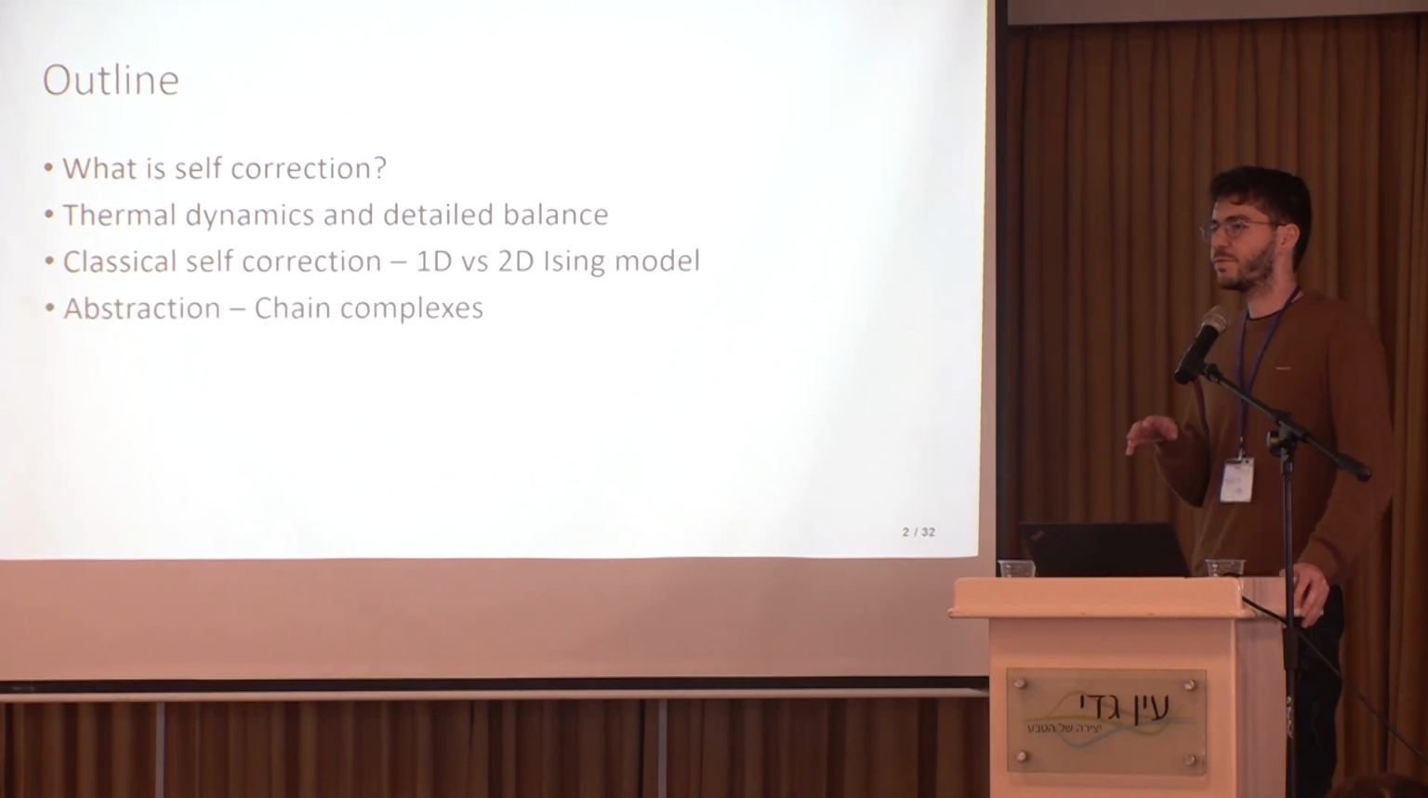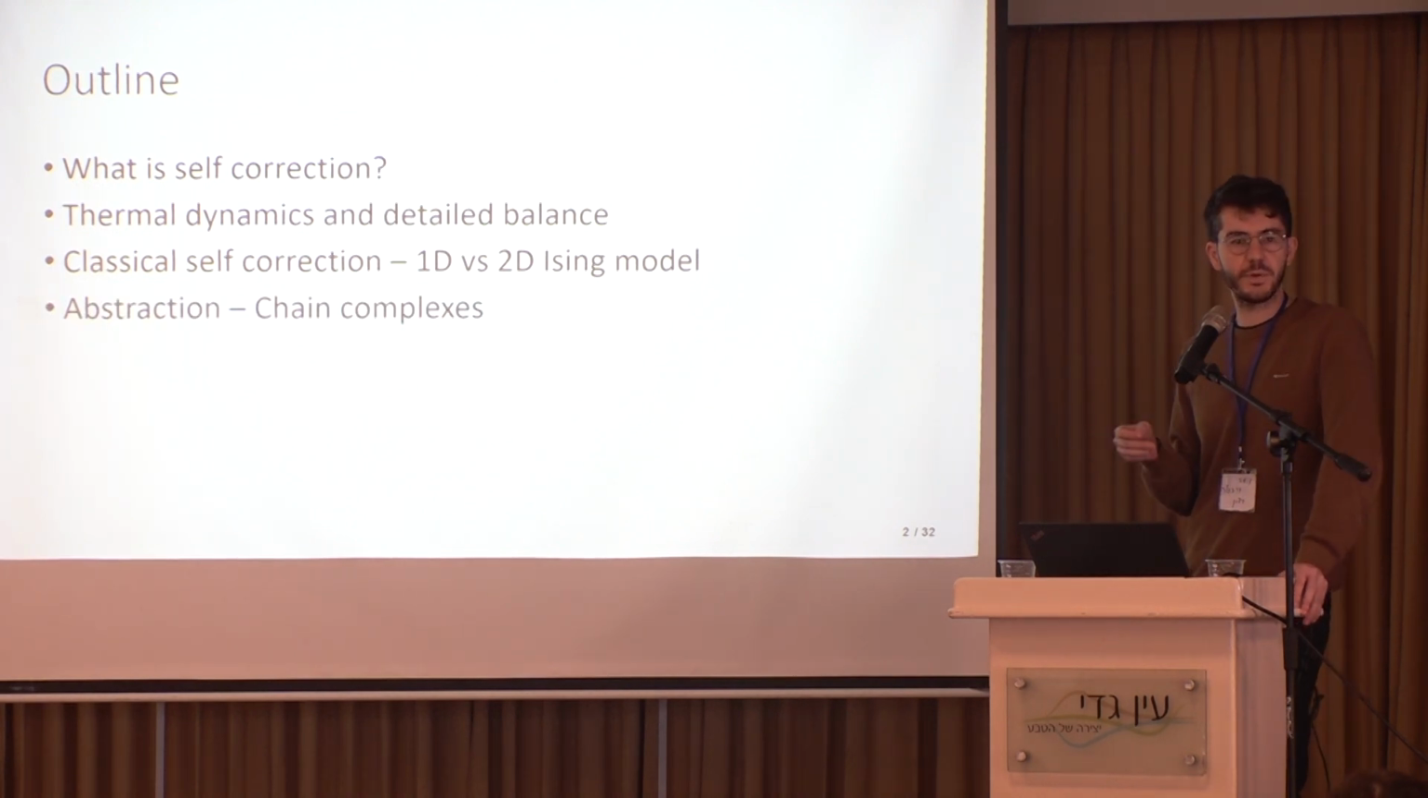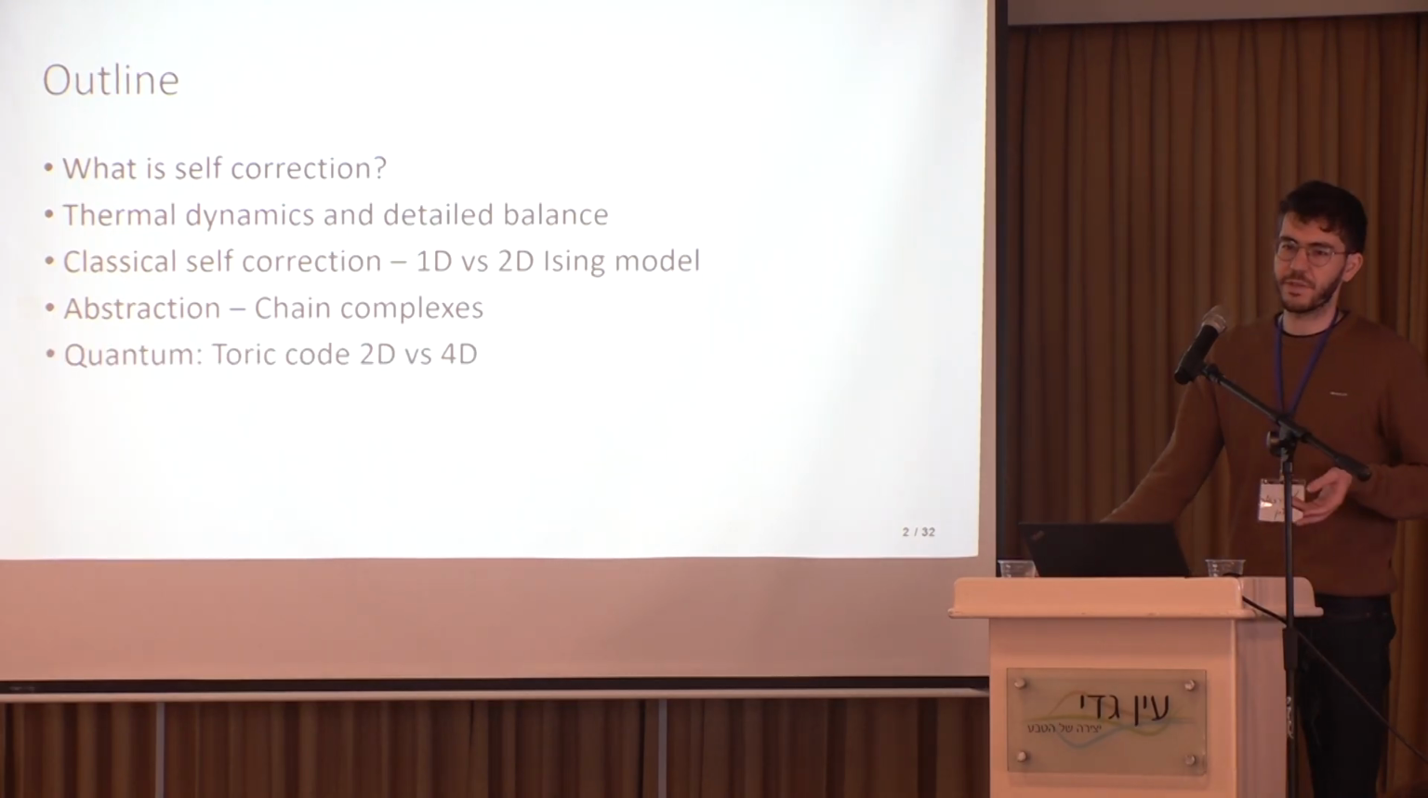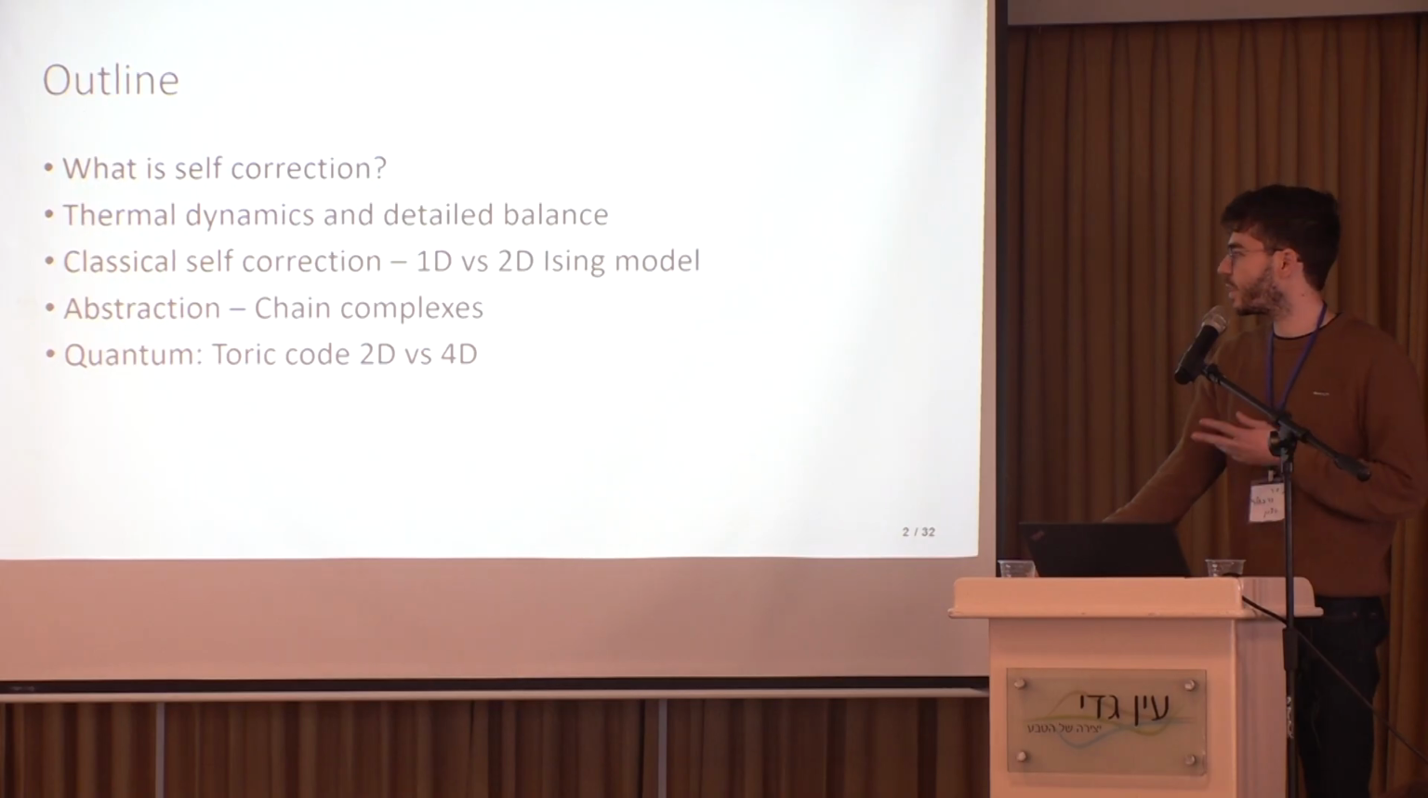We'll then move to some abstraction to try to understand these models through chain complexes. And we'll use this understanding of chain complexes to also examine the toric code, and then we'll understand why the 2D case is not self-correcting while the 4D case is.